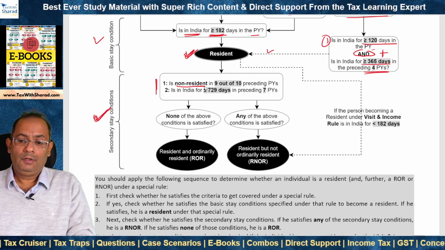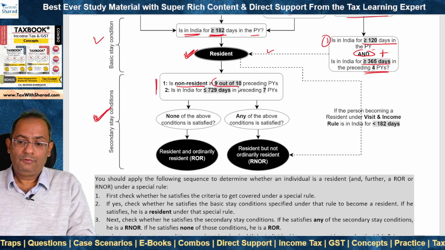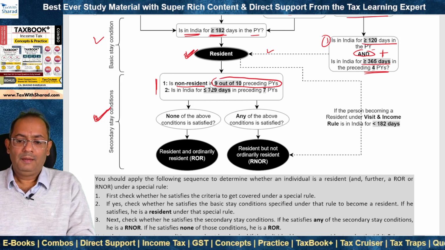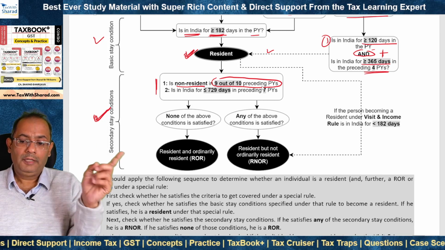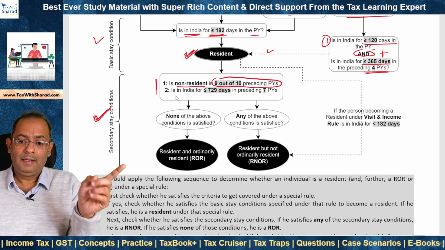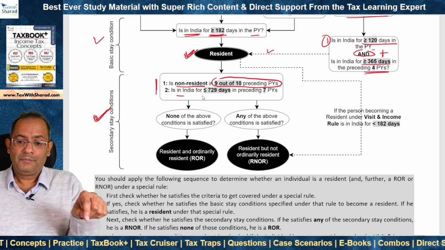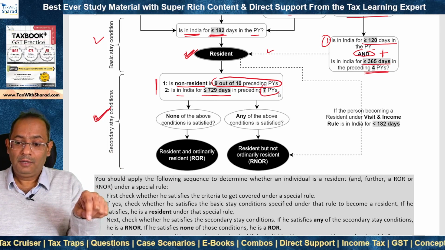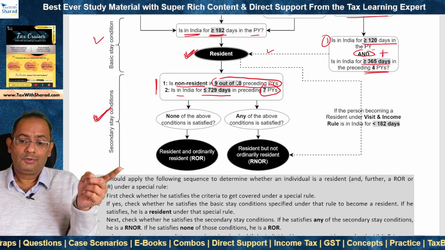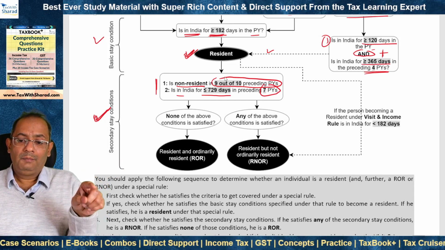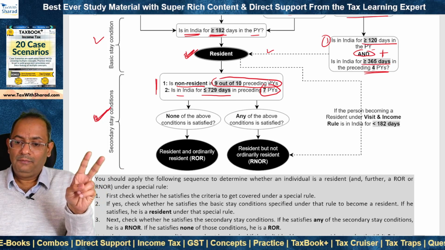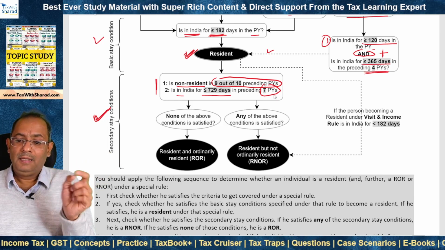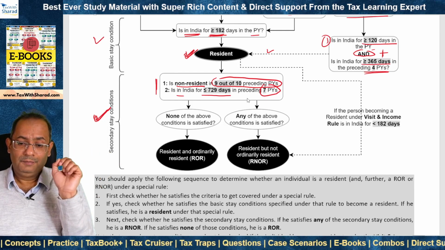Whether a person is a non-resident in 9 out of 10 preceding financial years, right? Whether the person is a non-resident in 9 out of 10 preceding financial years. Second is whether the person is in India for less than or equal to 729 days in the preceding 7 previous years, right? So in point number 1, 9 out of 10 preceding previous years is the relevant duration. In the second point, preceding 7 previous years is the relevant duration.